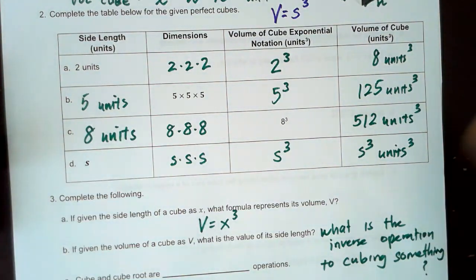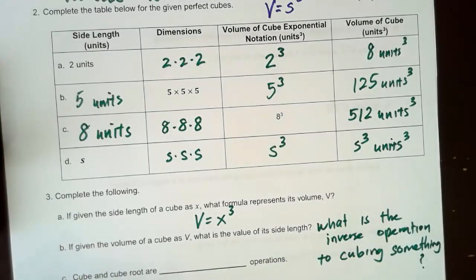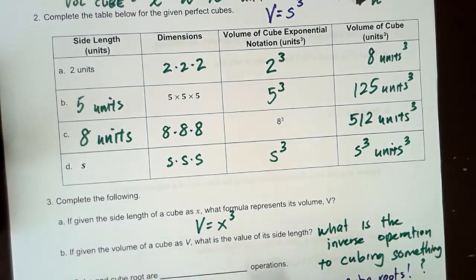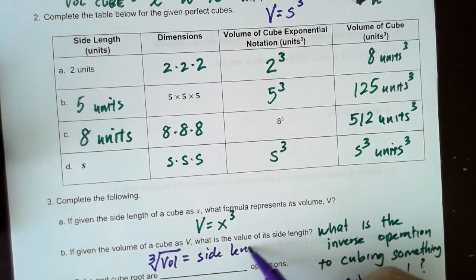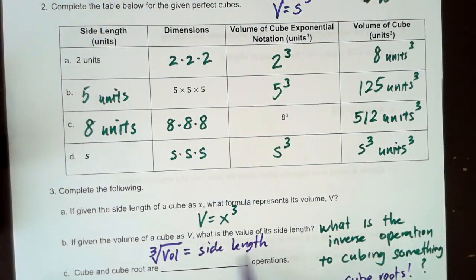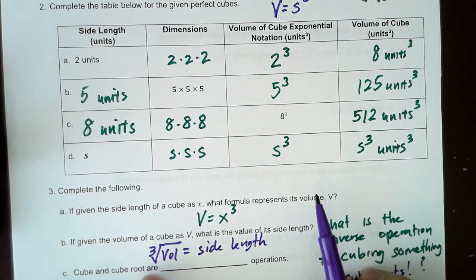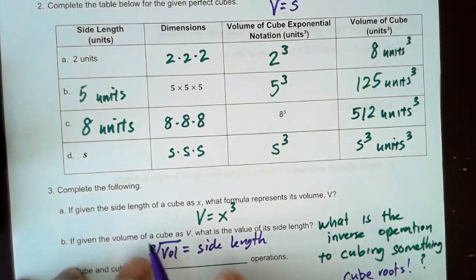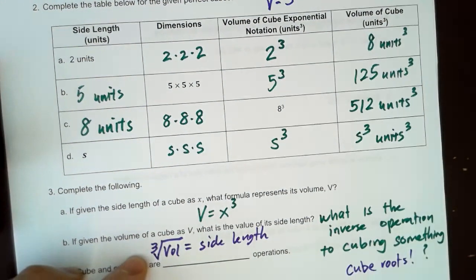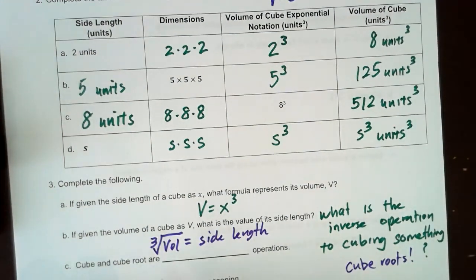For squares, we have square roots. For cubes, we have cube roots, right? If given the volume, all you have to do is do the cube root of the volume, is going to equal the side length, right? If I take the side length and I cube it, then that will give me the volume. So similarly, if I take the volume and I cube root it, then I will go back and get the side length. Cube and cube roots are inverse operations.